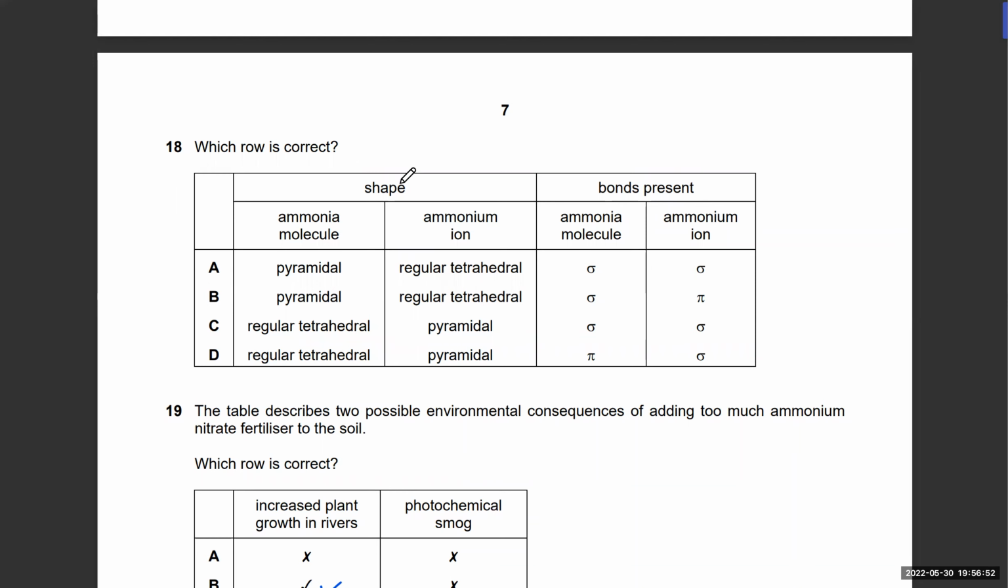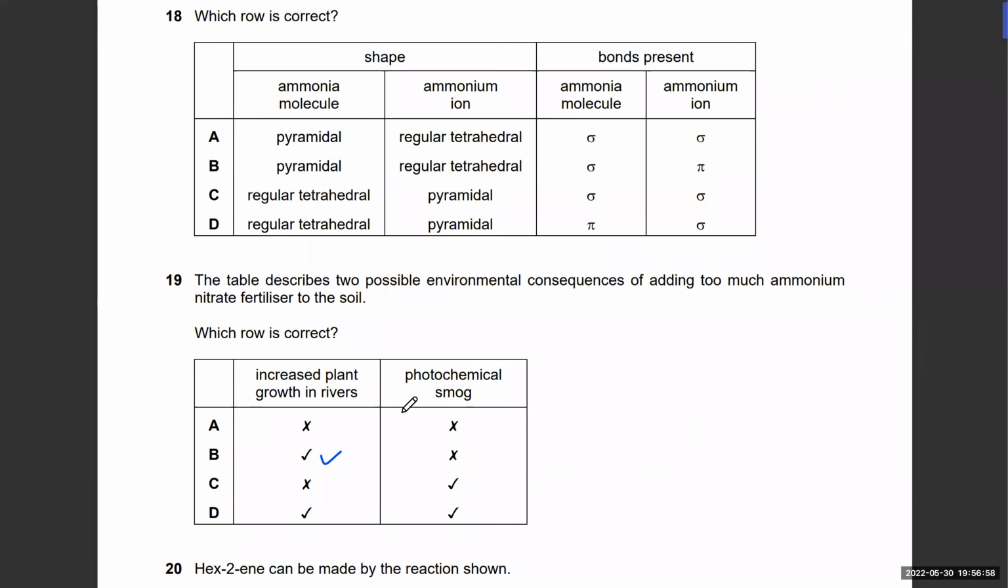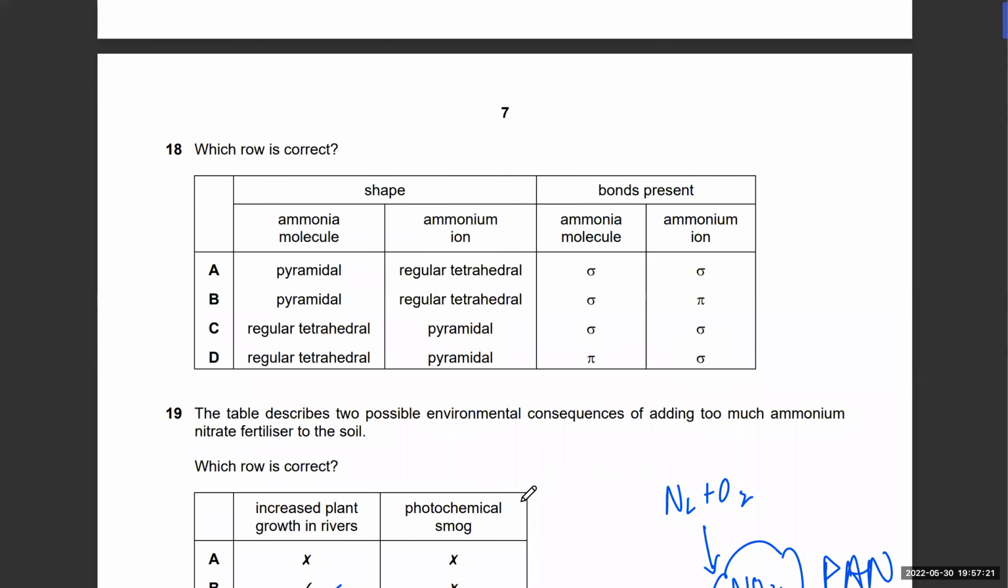Which row is correct? The last MCQ we had, which one wouldn't be producing photochemical smog? The answer is B, right? Yeah. Because fertilizers don't produce it; it's car engines that produce photochemical smog, because the nitrogen in the air burns up producing oxides of nitrogen, which end up producing PAN, which is smog.